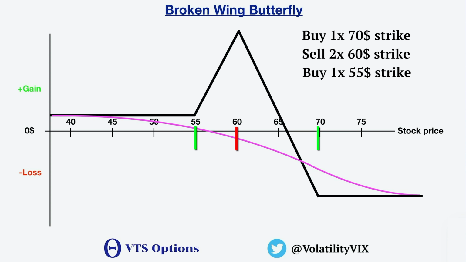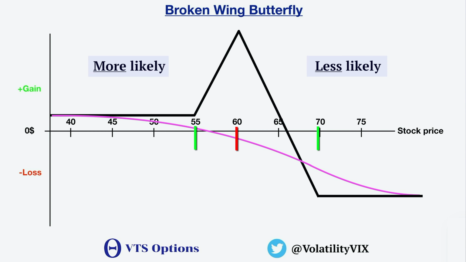This is accomplished by selling two contracts at the middle strike of $60 and then buying one contract each on both sides. But this time it's $70 on the high side and $55 on the low side. We've broken the lower wing of the butterfly that was at the 50 strike and moved it to the $55 strike instead. Since in this example we felt the probability of the price going down was a little more than going up, it makes sense to shift the risk away from that low end.